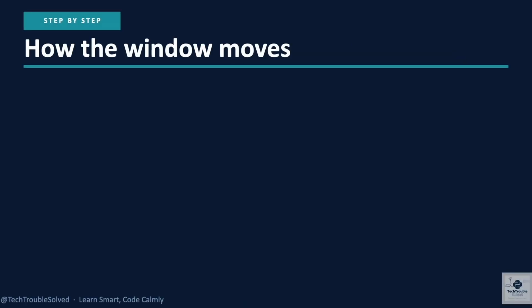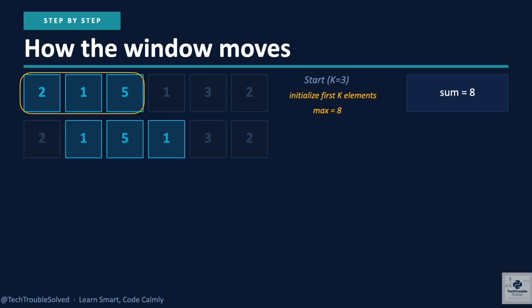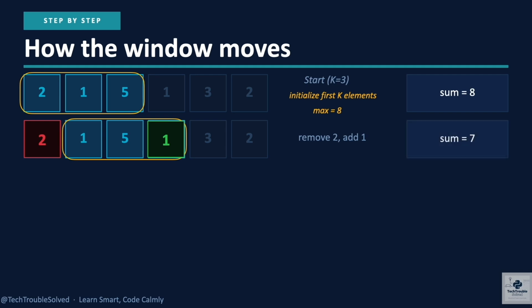Let's trace through the complete algorithm on our example so you can see exactly how it works. Array is 2 1 5 1 3 2. k equals 3. Step 1. Initialize. Sum the first k elements. 2 plus 1 plus 5 equals 8. That's our first window sum. We also set max to 8. Step 2. Slide right. Remove element at index 0 which is 2. Add element at index 3 which is 1. New sum equals 8 minus 2 plus 1 which is 7. 7 is less than 8 so max stays at 8.